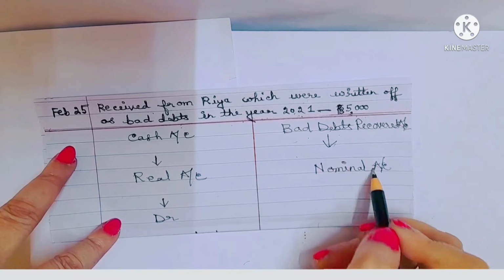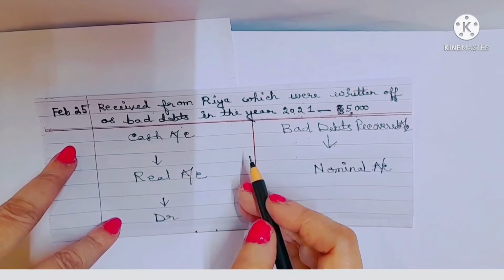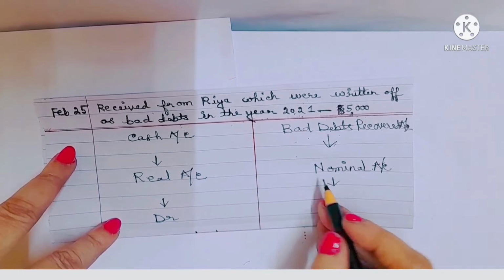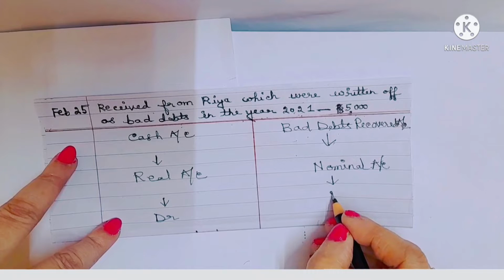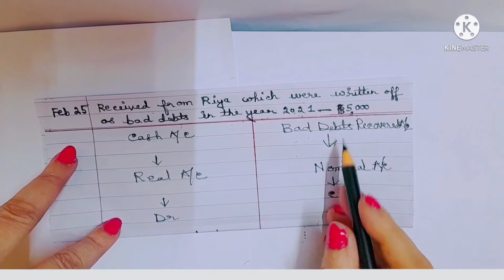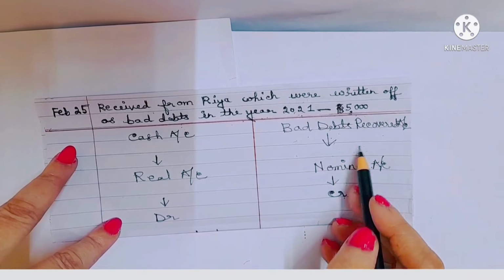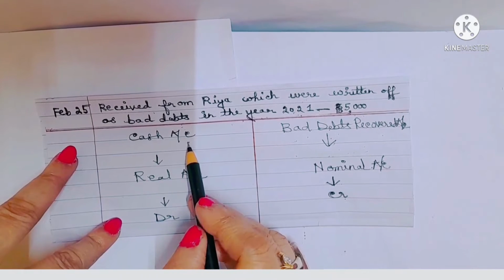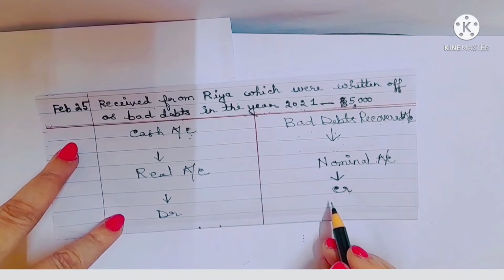Bad debts recovered always falls under nominal account. When you're receiving money from Ria, which were written off as bad in the last year 2021, it is an income. Under nominal account, all incomes and gains are credited. So bad debts recovered account is an income or a gain for the business, so it should be credited. So one will be cash account, which should be debited, and bad debts recovered account will be credited. Clear?